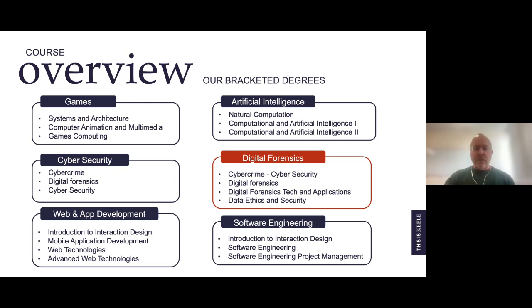So, for instance, if you look at this slide, you can see cybersecurity. In cybersecurity, there are three modules: cybercrime, digital forensics, and cybersecurity itself, which is a tier three module. They become mandatory in that particular choice. So if you choose to study computer science with a bracket, for instance computer science with the cybersecurity bracket, you will get this choice of modules that characterize your preparation.